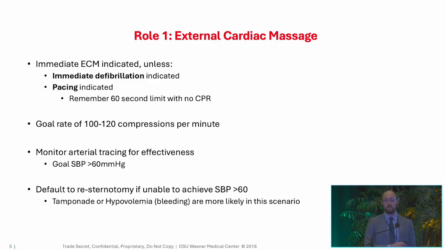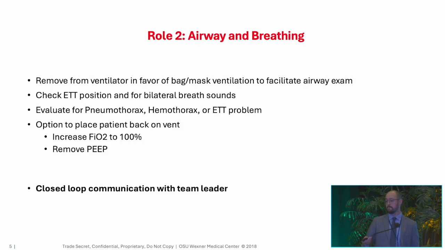And if you can't achieve a systolic over 60, the thought is that you should immediately default to a resternotomy, because the likelihood of it being due to tamponade is much higher, or hypovolemia, both of which are more readily treatable once you're inside the chest.